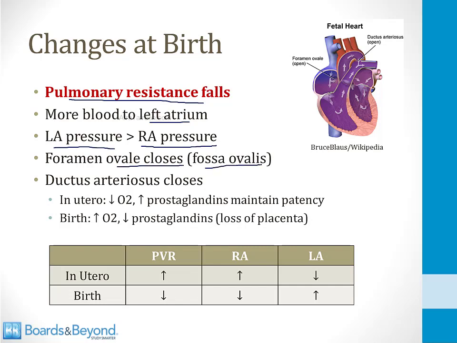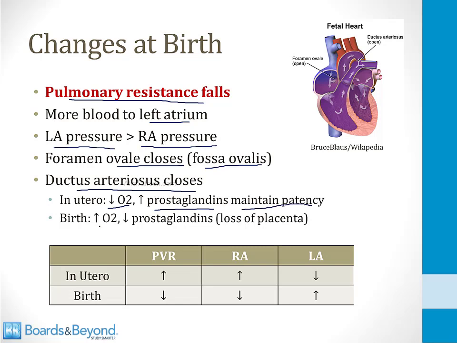Like I showed you before, when pressure in the left atrium becomes high, it pushes that septum primum against the septum secundum and the two structures fuse together. The ductus arteriosus, the other bypass of the lungs, will also close. In utero, you have relatively low oxygen tension in the ductus arteriosus, and you have lots of prostaglandins around coming from the placenta. This maintains the patency of the ductus arteriosus.